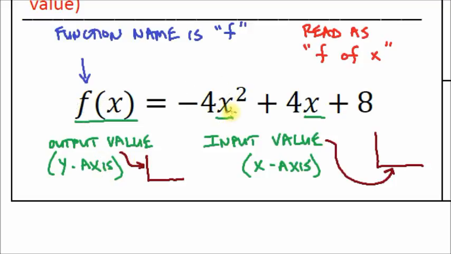So the reason we call it input is usually you go in, or you put the value that you know in the variable on the right, and then you evaluate that expression, and out comes the output value. In with the x-axis, out with the y-axis.